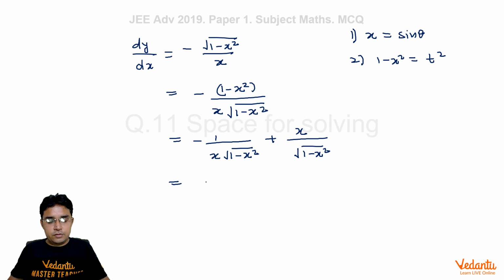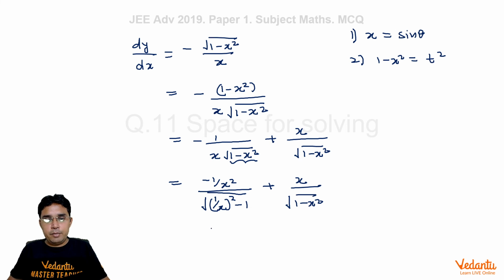Now this first one I can write like minus 1 upon x square whole divided by root over (1 upon x whole square minus 1). I have taken x square common from this under root, plus x upon root over 1 minus x square. Now these integrals can be done by taking 1 upon x is equal to u and 1 minus x square is equal to v square. But it is not needed, we can do it directly also. It is just simple integration.